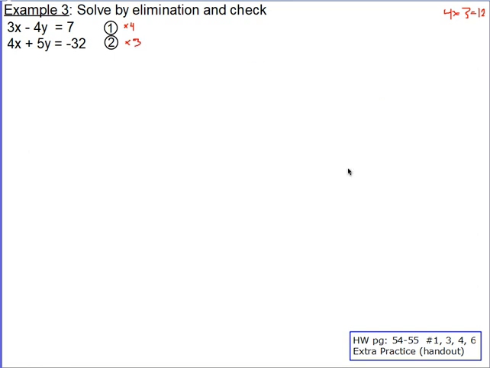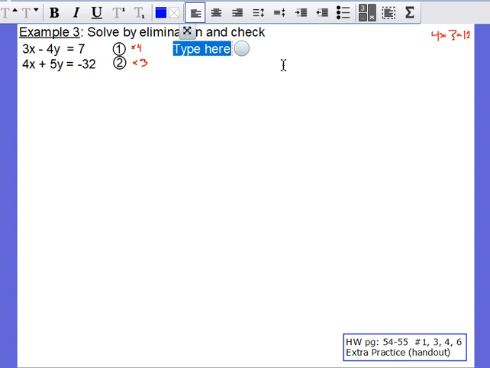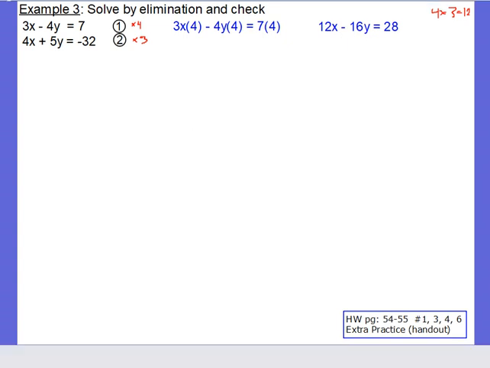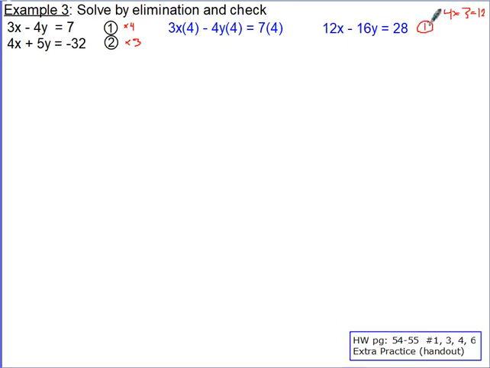Okay, so here we go. First equation, 3x times 4 minus 4y times 4 equals 7 times 4. And then what's this going to look like over here? Well, it'll be 12x minus 16y equals 28, positive 28. So that is the new and improved equation number 1.